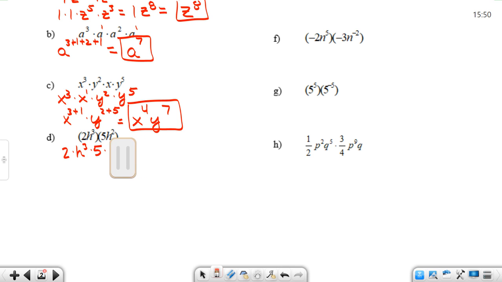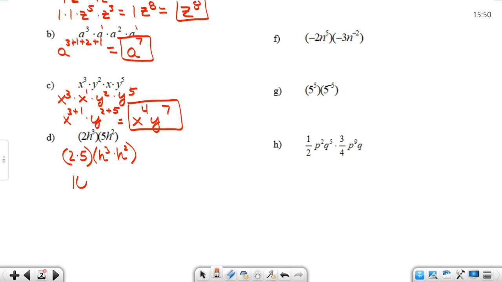Now, if you didn't want to do that, I'm going to erase this, guys. If you didn't want to do that, what you could actually do is regroup these into 2 times 5 times h cubed times h squared. And by using parentheses, guys, it keeps your work a little neater and helps you see the like bases a little bit easier here. So now it's just simple multiplication.